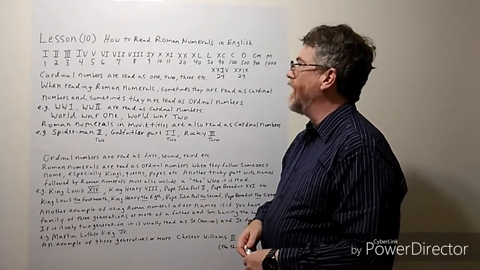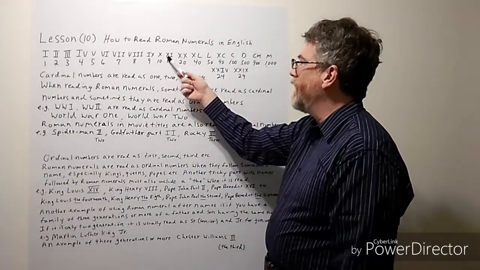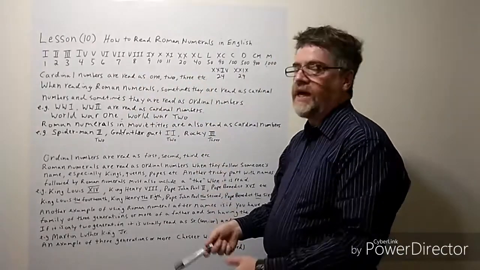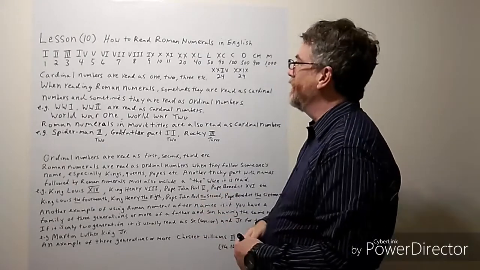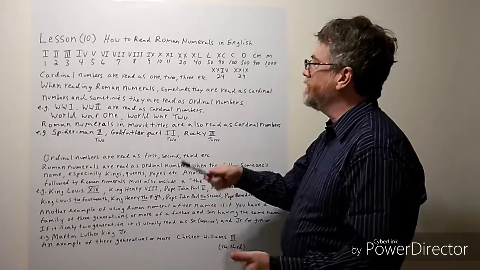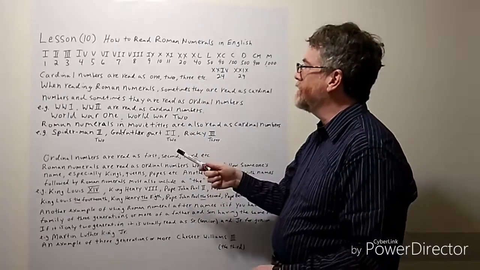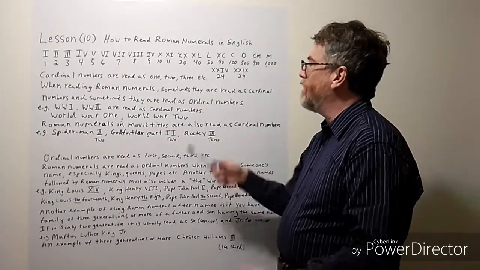And then again, after that, it just follows the same system as the first 10. So XI, of course, is 11. XII would be 12. XIII would be 13, and so on. And then also to note, of course, it gets easy once you get up to 20, which would be XX.